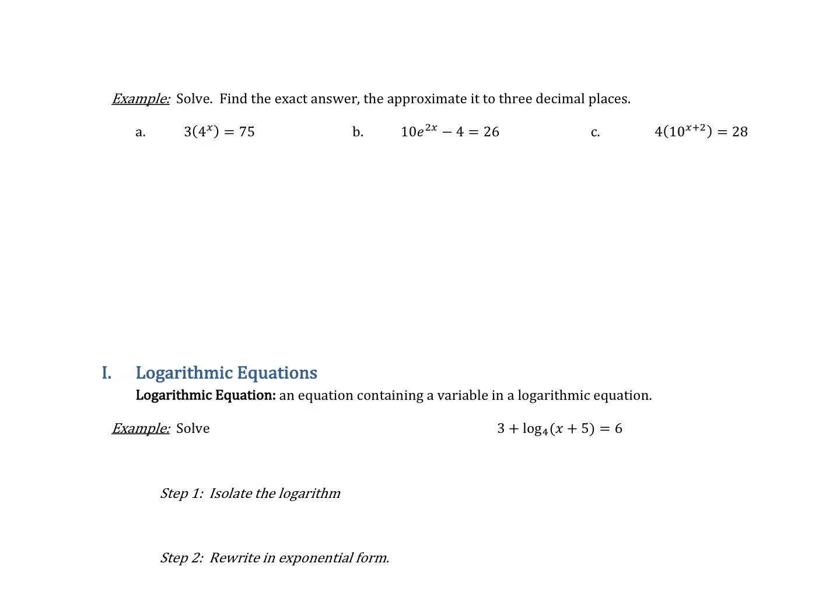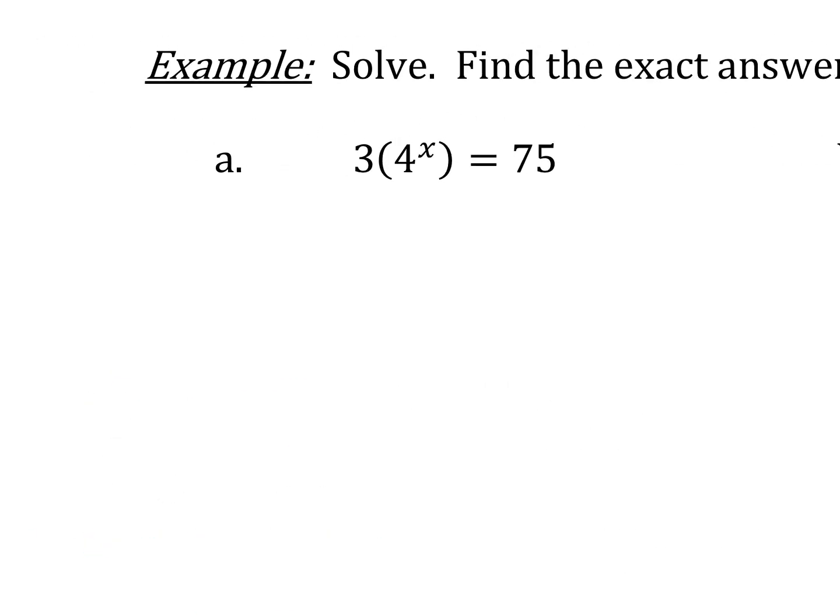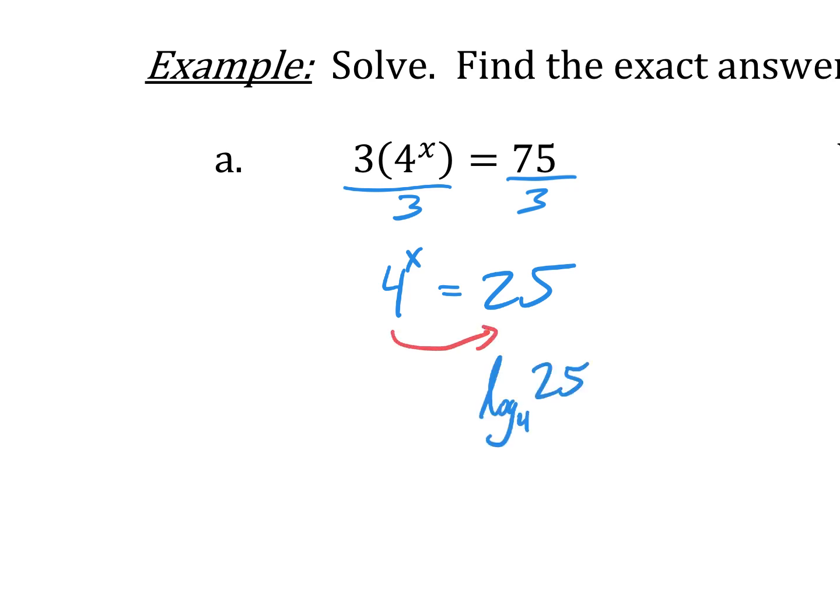So let's practice that a few times here. Okay, here we want to solve this, so we want to get rid of that 3 first. We don't have the exponential all by itself. 4 to the x, that's our exponential. Now it's all by itself. So now we can change it to a logarithm. We've got the exponential by itself. Let's swing the base around. So we have log base 4 of 25, and that equals x. All right, so we just swing the base around and write it as a logarithm. Okay, and there's our exact answer right there.